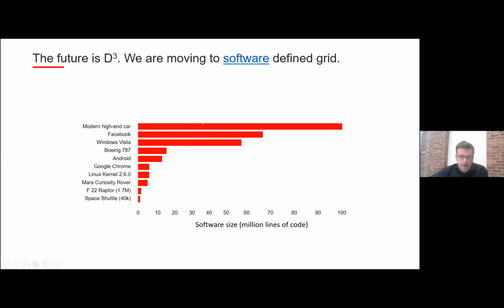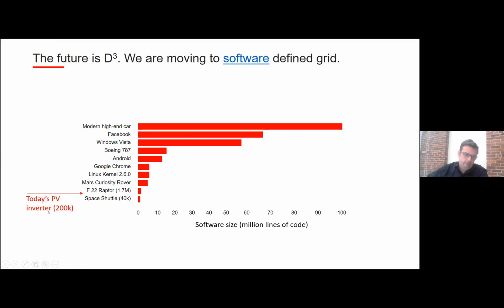Boeing 787, another example of a cyber-physical system, is on the order of 1/10 of this size. And if you look at the bottom here, the Space Shuttle at the time had around 40,000 lines of code, the complete system. Now the question is, where do we fit? Where do our power electronics devices fit in this whole story?